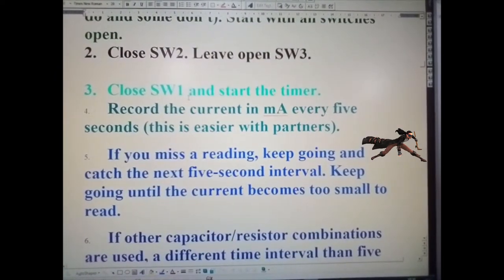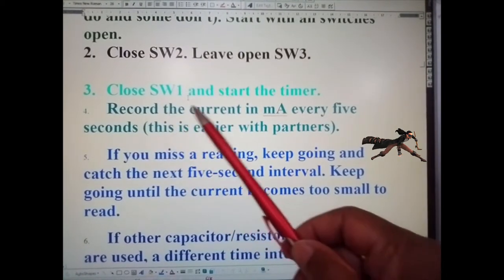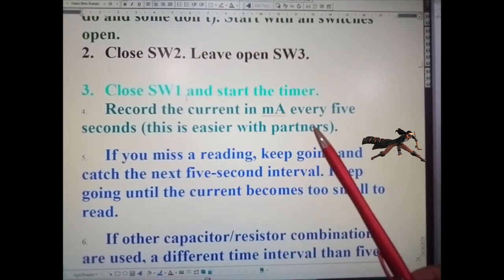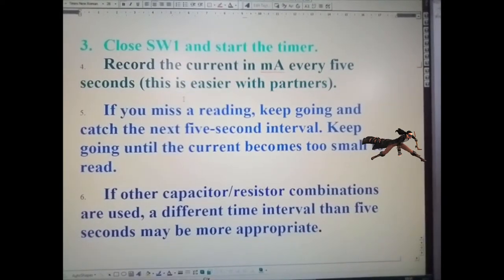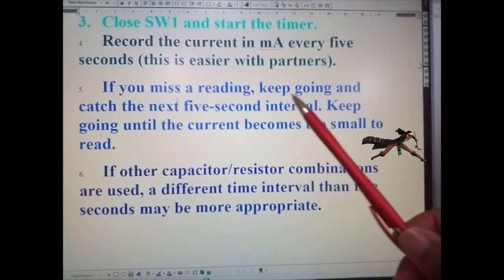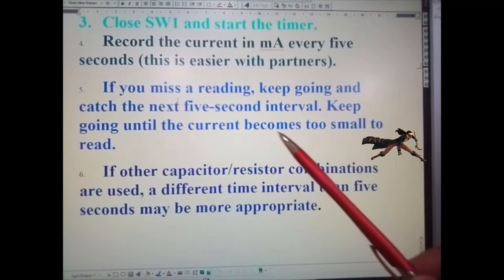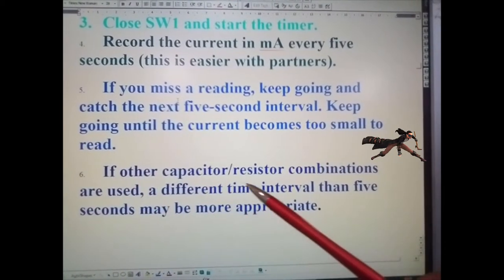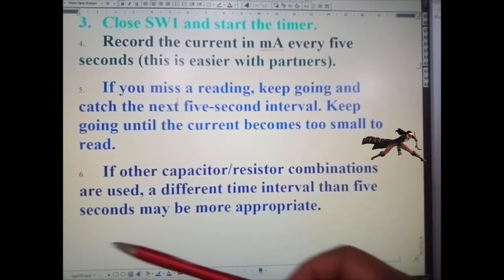Now close switch 1 and start the timer. Record the current in milliamps every 5 seconds. This is easier with a partner. If you miss a reading, keep going and catch the next 5 second interval. Keep going until the current becomes too small to read. Now, if other capacitor resistor combinations are used, a different time interval than 5 seconds may be more appropriate.